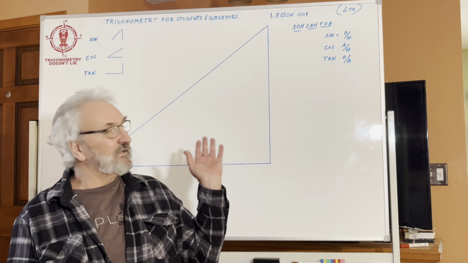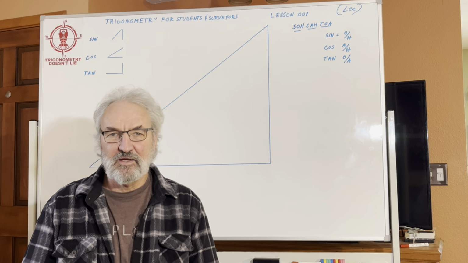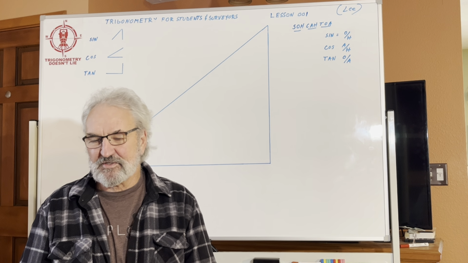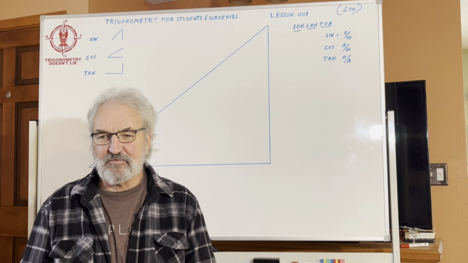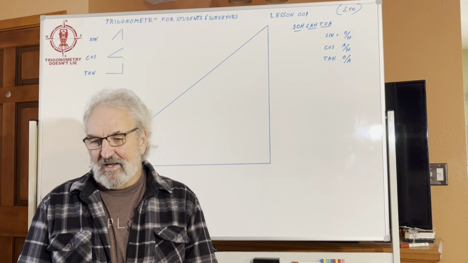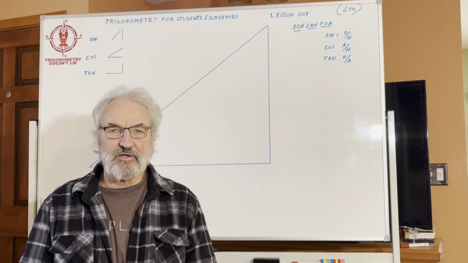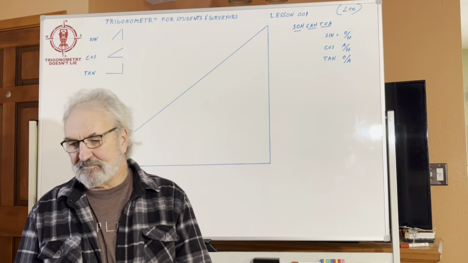We'll get to the triangles. We're going to start with right triangles, of course. That's pretty much the basic, most important type of triangle. Eventually we'll get to curves, horizontal curves, vertical curves.